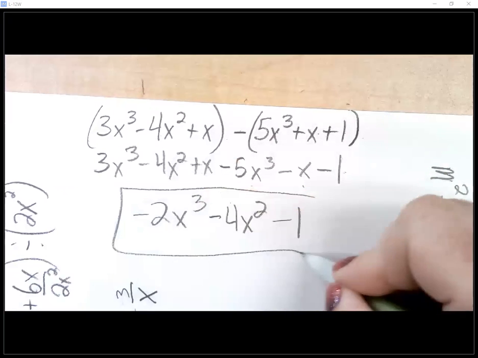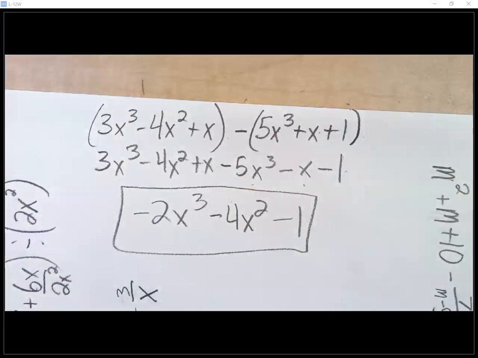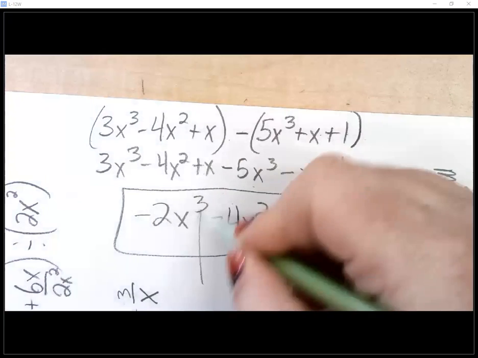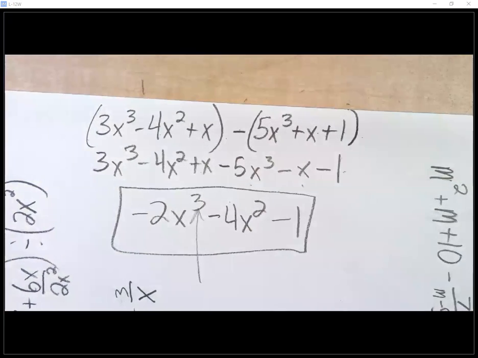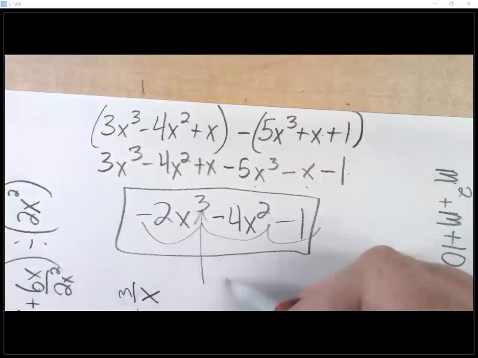And then if I'm going to classify this, what did you call it? A cubic term? You are right. It's a cubic trinomial. Cubic because the highest exponent is a 3, and then a trinomial because I have 1, 2, 3 terms. So cubic trinomial is correct.